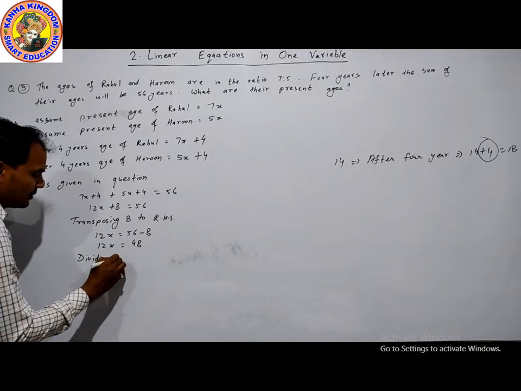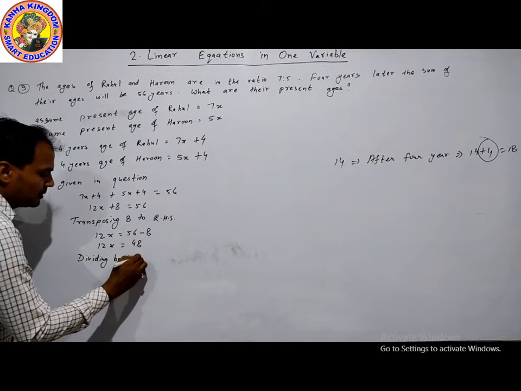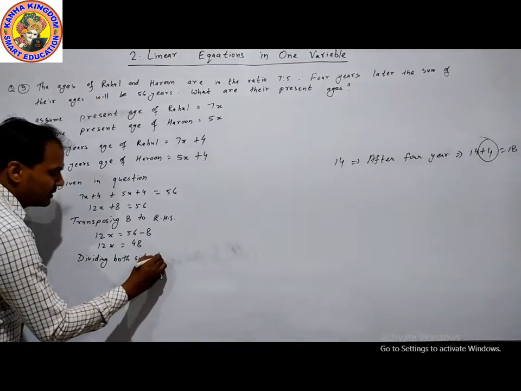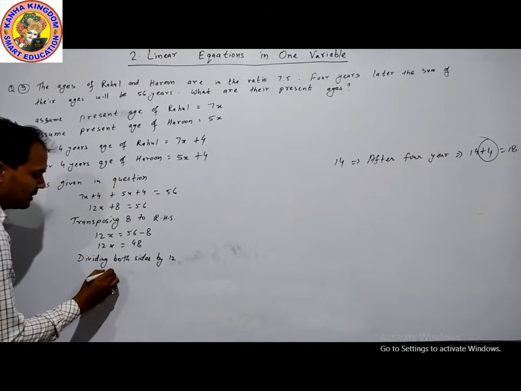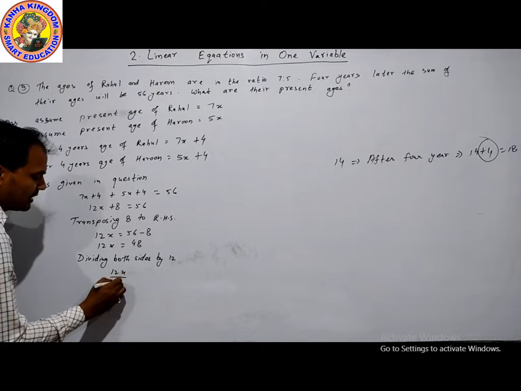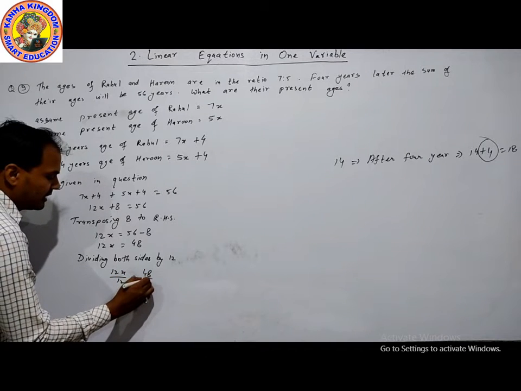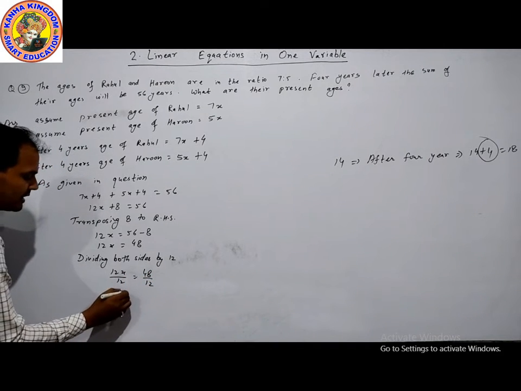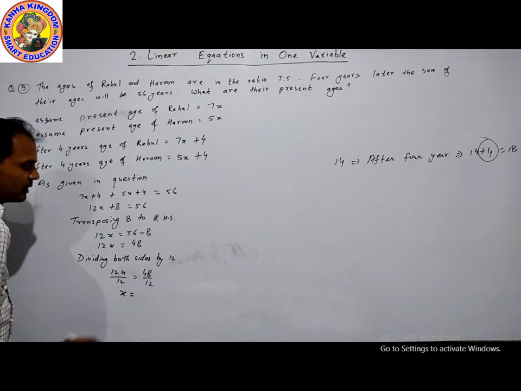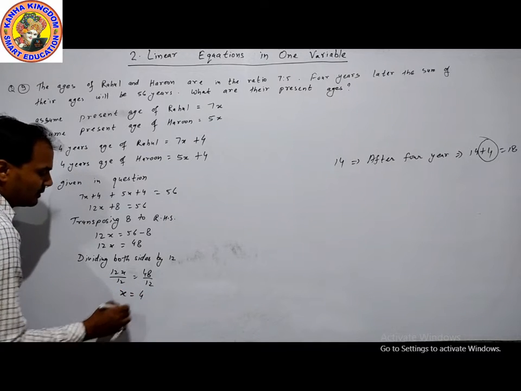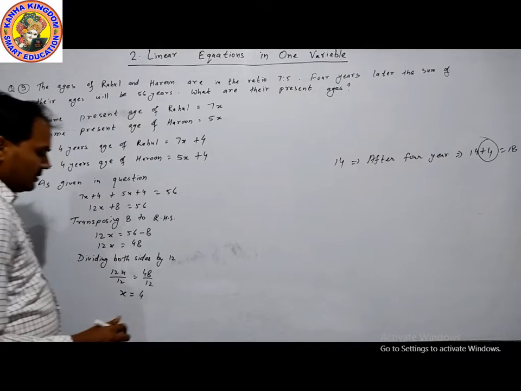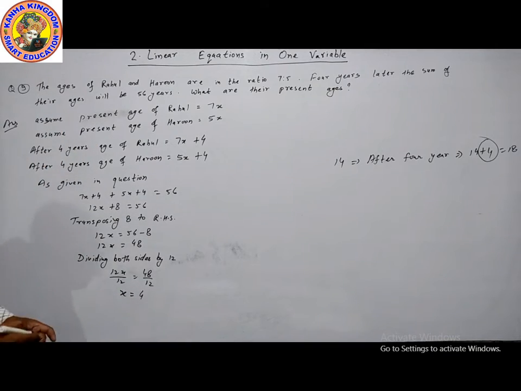Dividing both sides by 12. 12x by 12, 48 by 12. 12 and 12 cancel out. X is 48 divided by 12, which is 4. So x is 4.